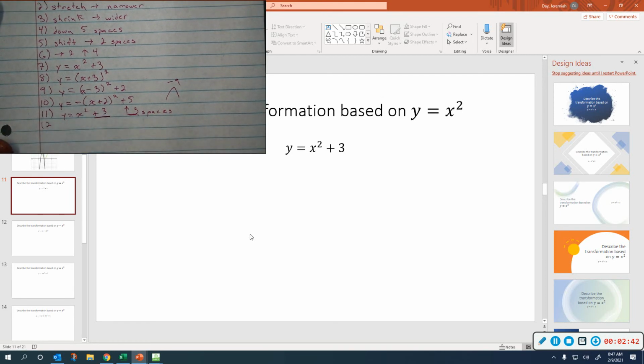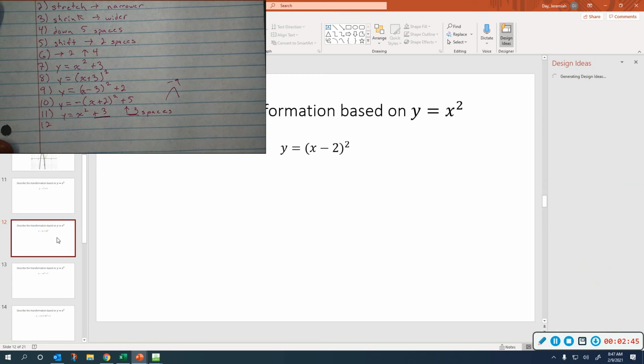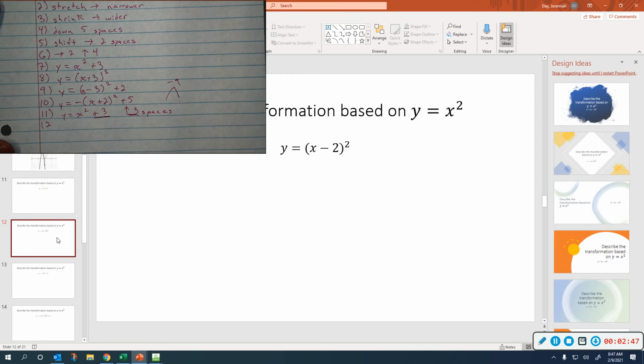Let's try number 12 now. x minus 2 in parentheses squared. Well, if you see parentheses, you know which way it's going to go. It's going to go left or right. So which way does this one go? Good. x lies, so this goes to the right 2 spaces.